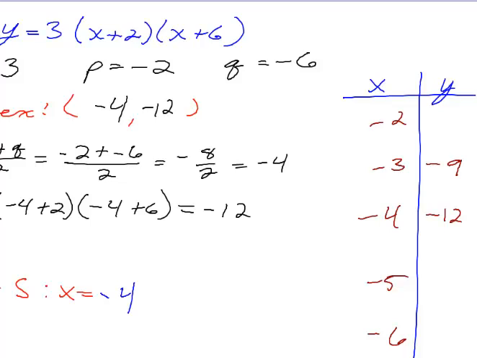So do the same thing with negative 2. What's negative 2 plus 2? 0. And what's 0 times anything? 0. So I just get a 0 there. All right, plug in a negative 5. What's negative 5 plus 2? Negative 3. Negative 5 plus 6? Positive 1. So what's 3 times negative 2? Or sorry, 3 times negative 3? Negative 9 times positive 1? Negative 9. All right, plug in negative 6. What's negative 6 plus 2? Negative 4. And what's negative 6 plus 6? So what's 3 times negative 4 times 0? 0.